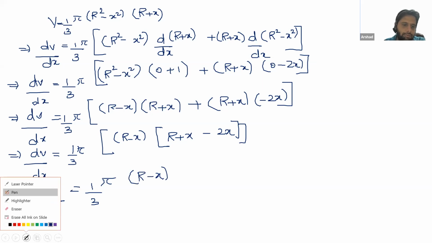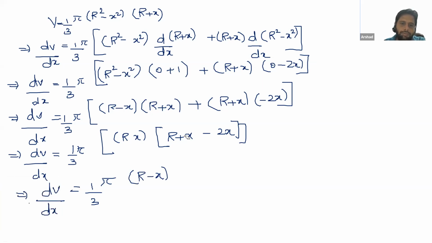Sorry. So r plus x is common. So here you will get r plus x. So r minus x, thanks, Seth. And so r minus x, and here we have minus 2x. So r minus 3x, and here you have r plus x.